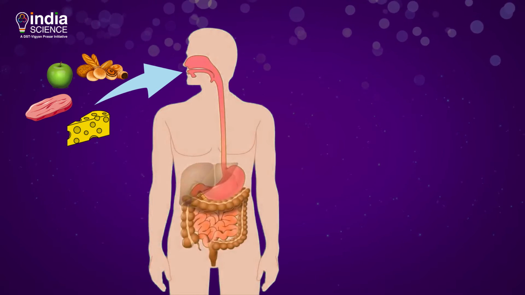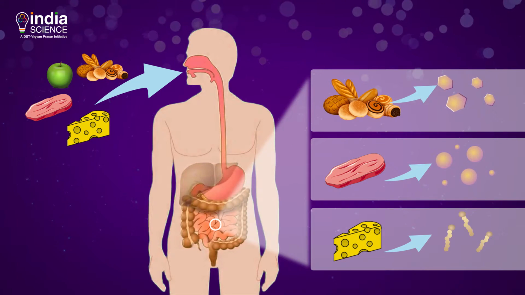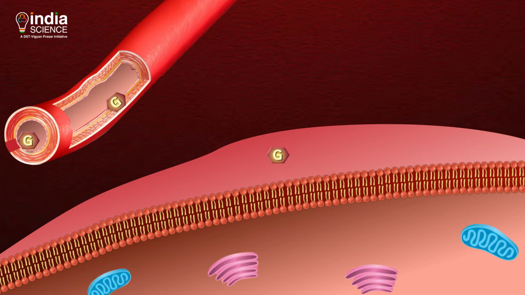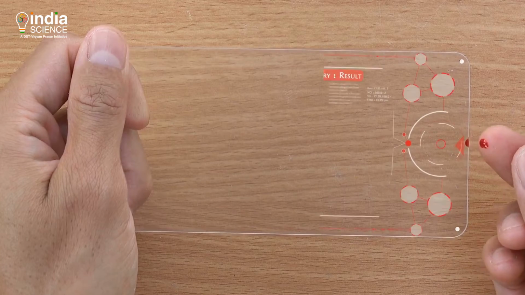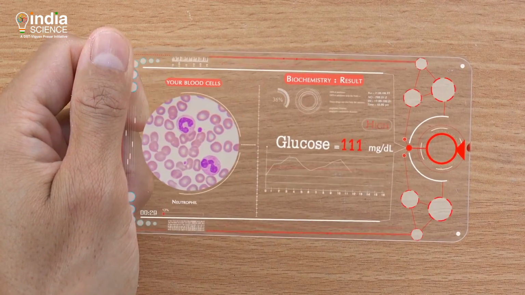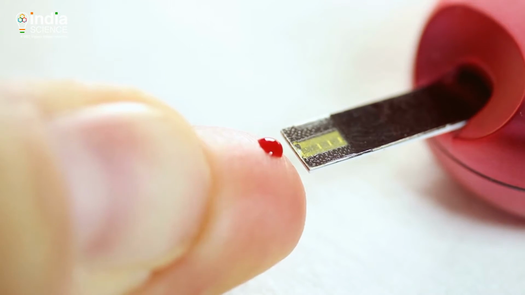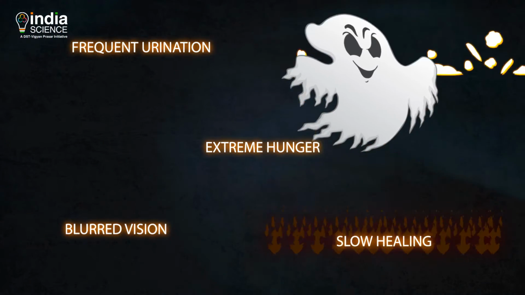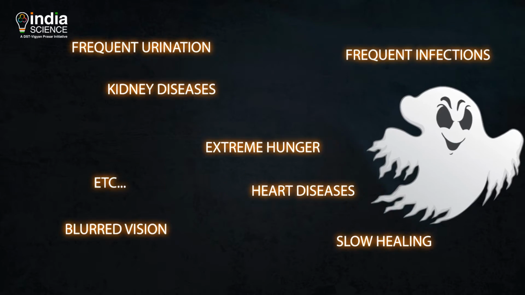Whenever we eat anything, our digestive system breaks it down and converts some of it into glucose. This glucose runs in our bloodstream and enters our cells. Diabetes occurs when the sugar doesn't enter inside the cells, which in turn raises the blood sugar level in our bloodstream. Too much sugar in the blood can lead to serious health problems. The symptoms of high blood sugar depend on how much your blood sugar is increased. Some of them include extreme hunger, frequent urination, blurred vision, slow healing, frequent infections, heart diseases, kidney diseases, etc.